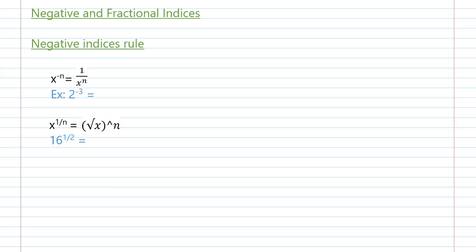To wrap up the topic of indices, we will now explain the negative and fractional indices rules. The negative indices rule states that x to the power of negative n equals 1 divided by x to the power of n. An example here is given. 2 to the power of negative 3 is the same as, if we apply this rule, 1 divided by 2 to the power of 3.